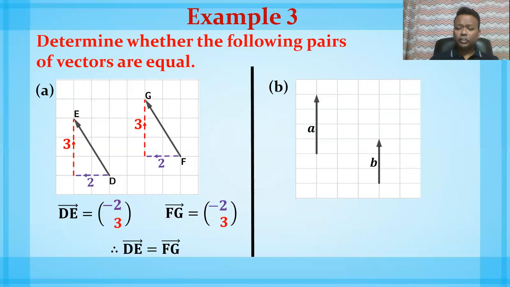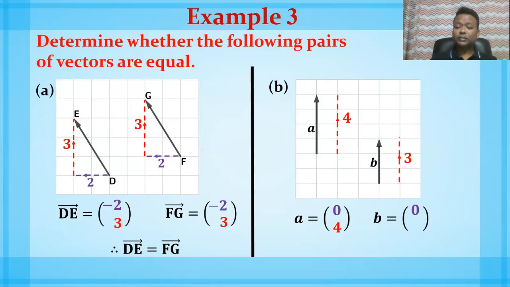In part B, first we express the vector A in column form. Note here that there is no horizontal movement from the starting point, so we write 0 in the first row. Next, we look at the vertical movement, which is 4 units upwards. So we put 4 in the second row. Now, let us write B in column form. Here again, there is no horizontal movement. So we are going to write 0 in the first row. Now we look at the vertical movement, which is 3 units upwards. So we write 3 in the second row.